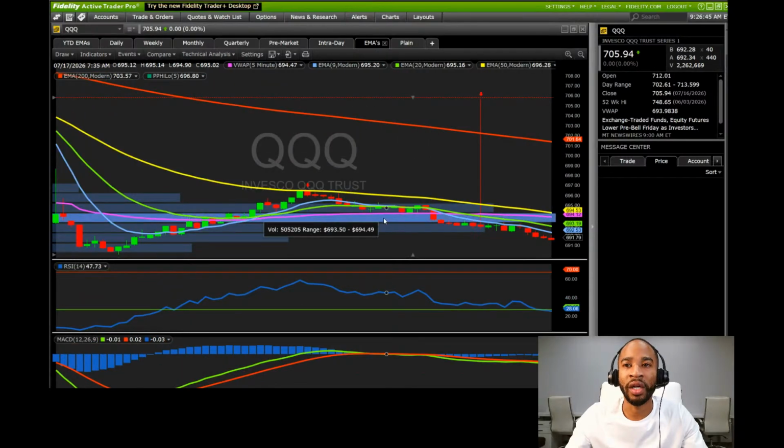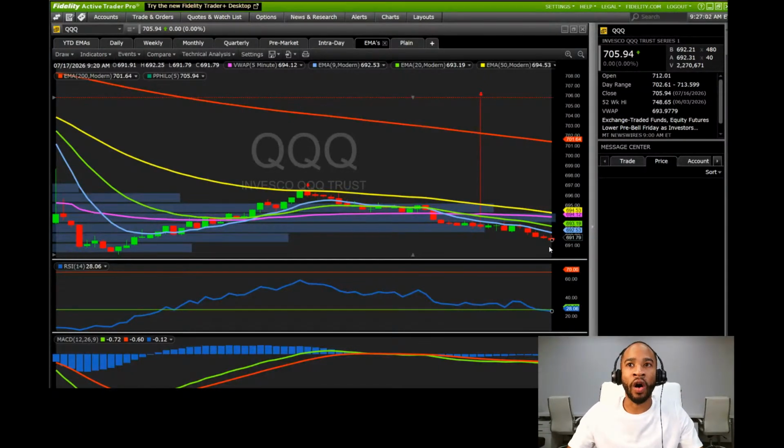When the market opens up, we'll need to keep a close eye on our EMAs as well. At the moment, we're currently trading below our EMAs. We have a key resistance EMA at $694.53. On the 5-minute time frame, we're trading below all of our EMAs. The 200 EMA is priced up here. Yes, the 200 EMA is priced up there.